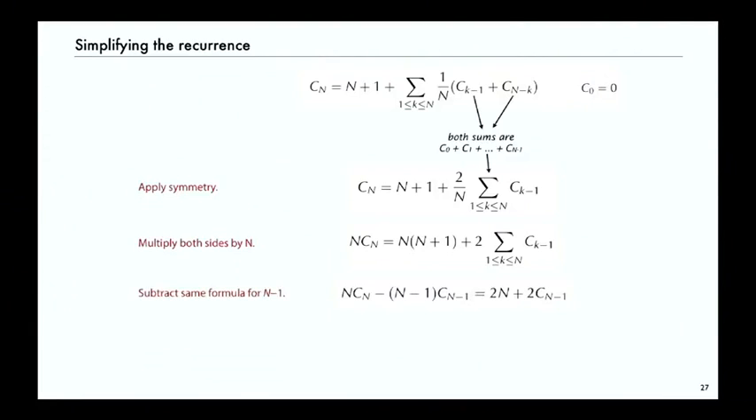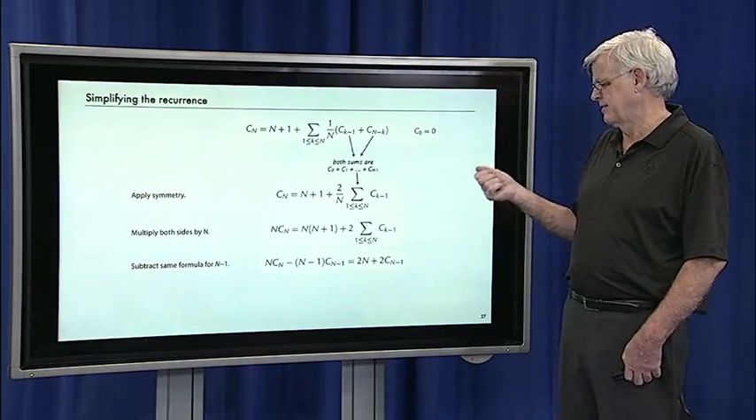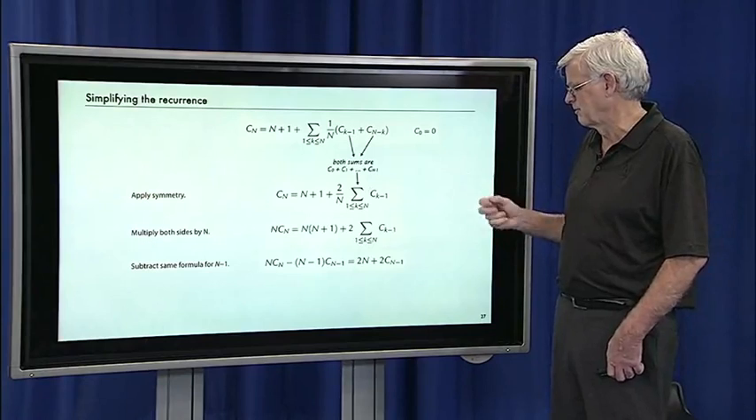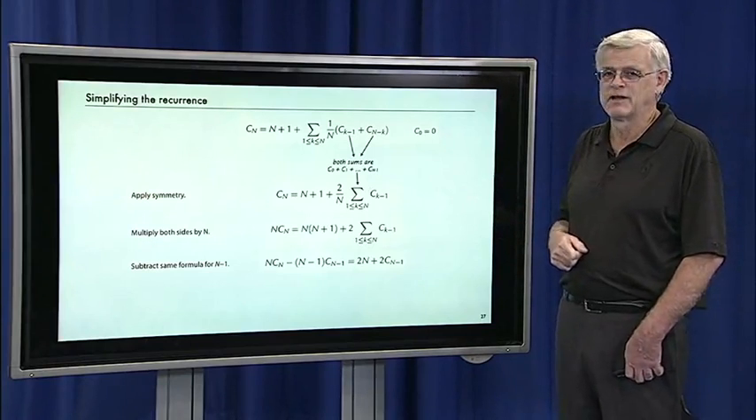Now, the next trick is to get rid of the sum. The way we're going to get rid of the sum is to write down the same formula for n minus 1 and then subtract. If we do that, on the left we get nC_n minus (n minus 1)C_(n minus 1). Same formula for n minus 1 on the left.